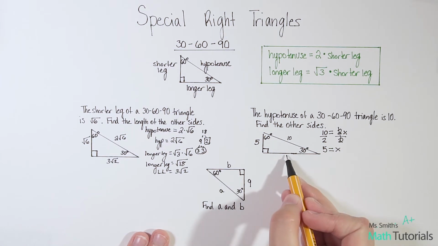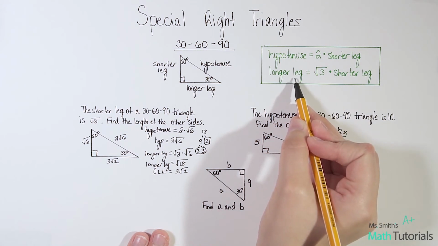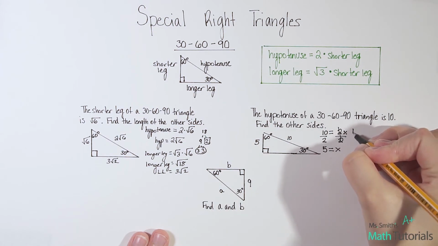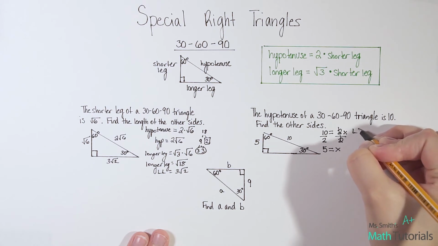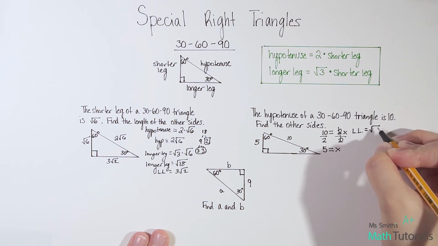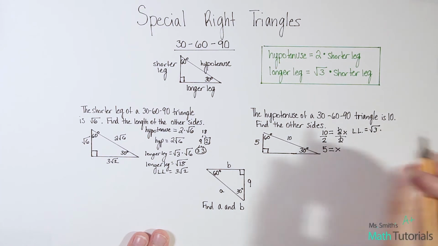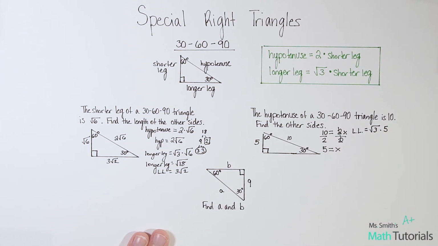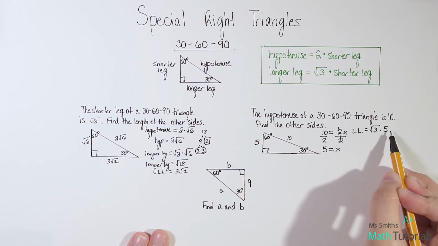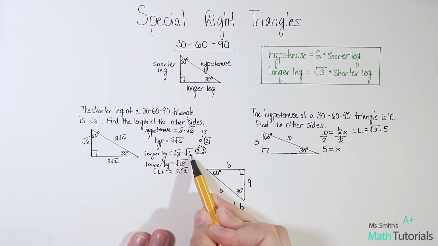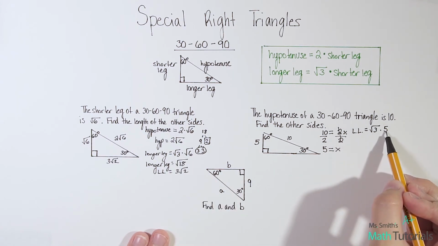Now to figure out the longer leg, I can go to the second one. The longer leg equals... So let's write that out. Longer leg, and I can just do L, for space. Longer leg equals square root of 3 times the shorter leg, which we know is 5. All right, now square root of 3 times 5. This goes back again, kind of like we did over here. Right there, this goes back to radical operations.